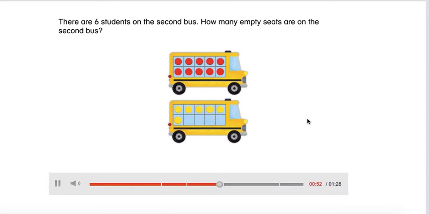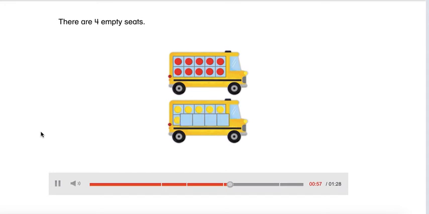How many empty seats are on the second bus? How many empty seats are there? So those are the windows in our 10 frame that are not occupied by a dot. So that's 1, 2, 3, 4. So there would be 4 more spaces left on that bus. There are 4 empty seats.